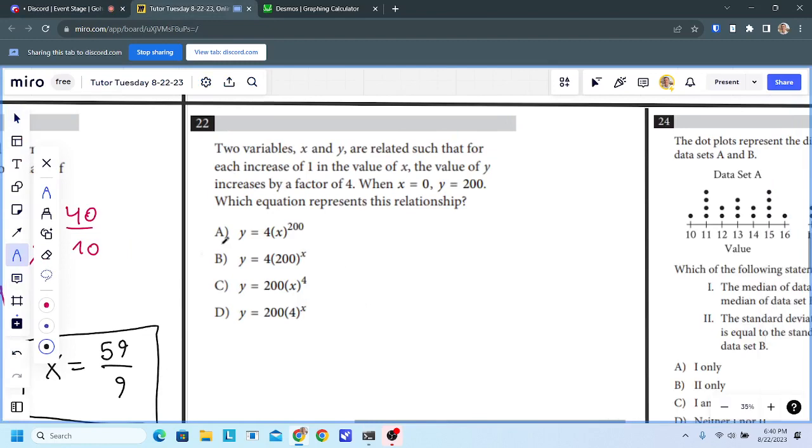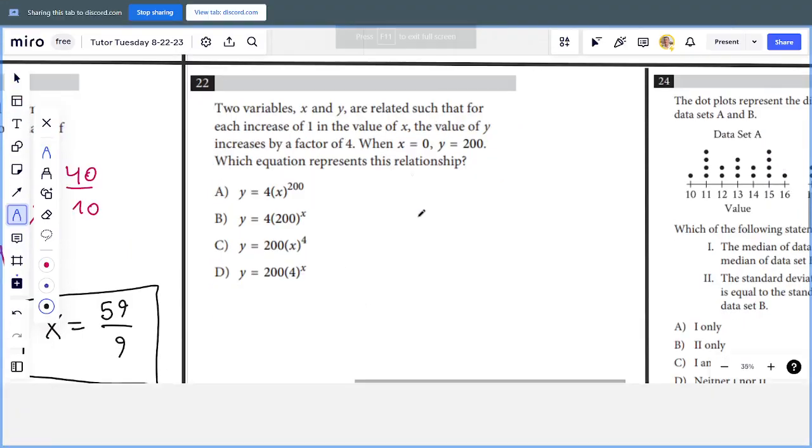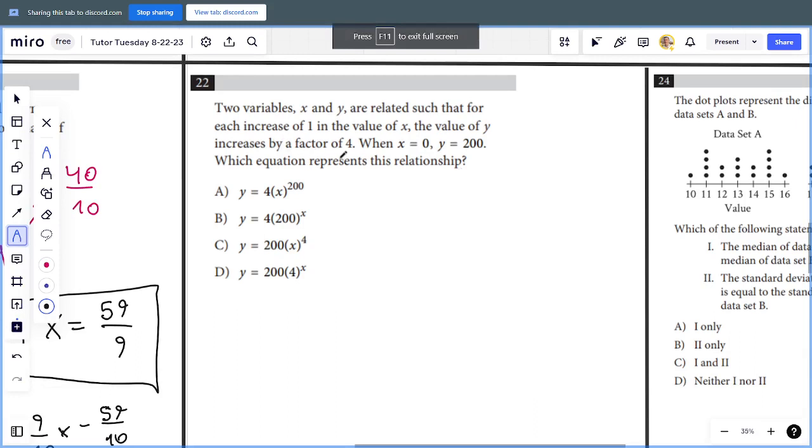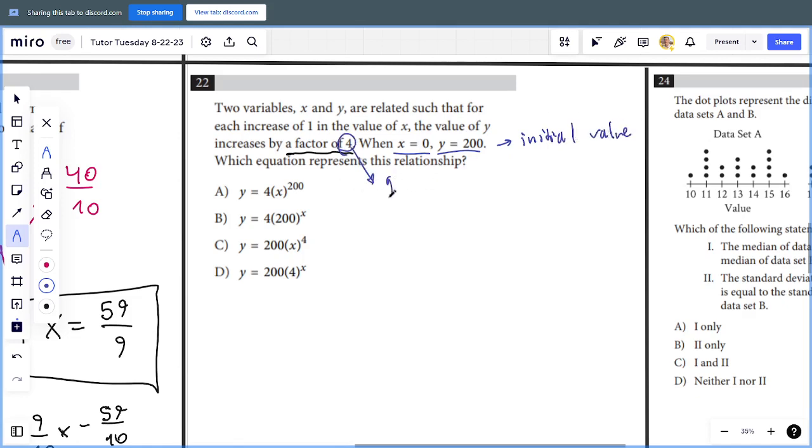Two variables, x and y, are related such that for each increase of 1 in the value of x, the value of y increases by a factor of 4. So it's multiplicative. This is going to be some kind of exponential equation. They also tell us that when x is equal to 0, y is equal to 200. So that's our initial value. And that 4 is our growth rate.